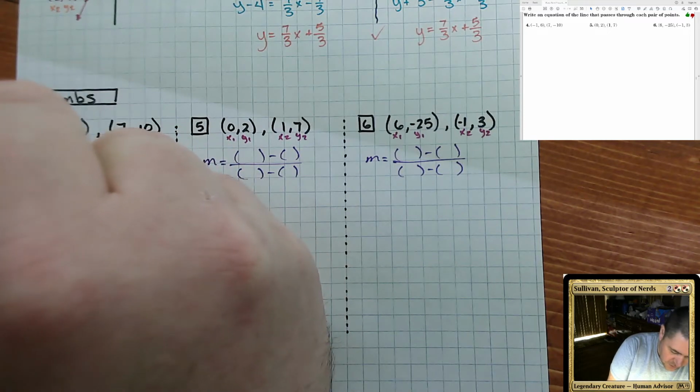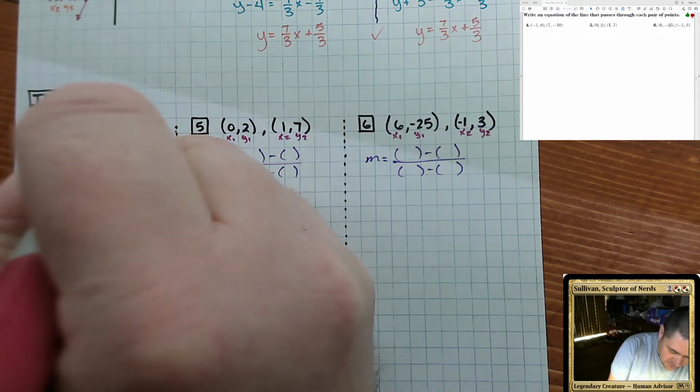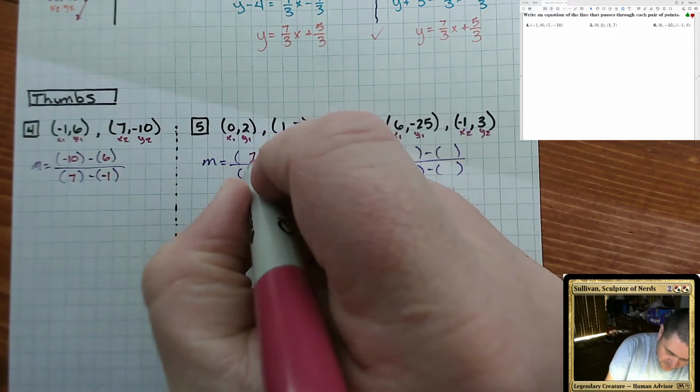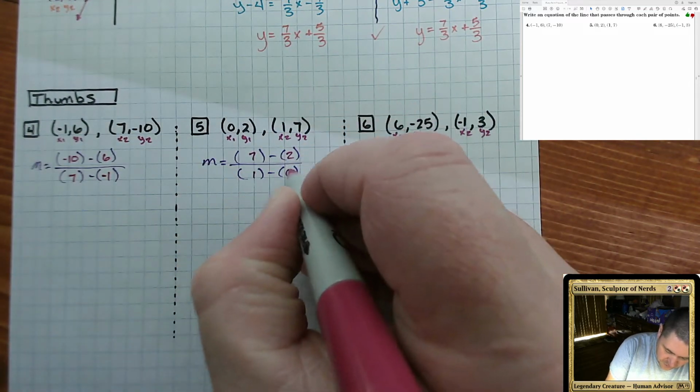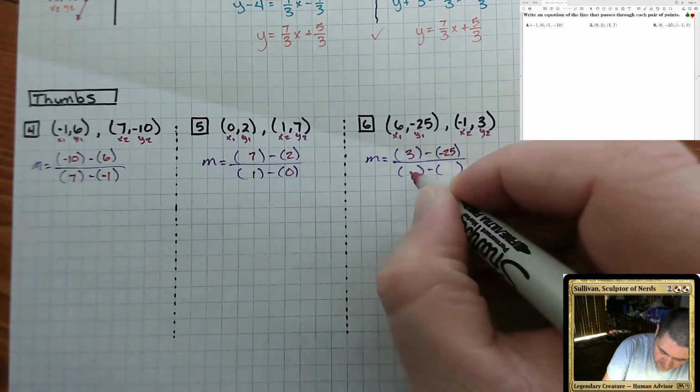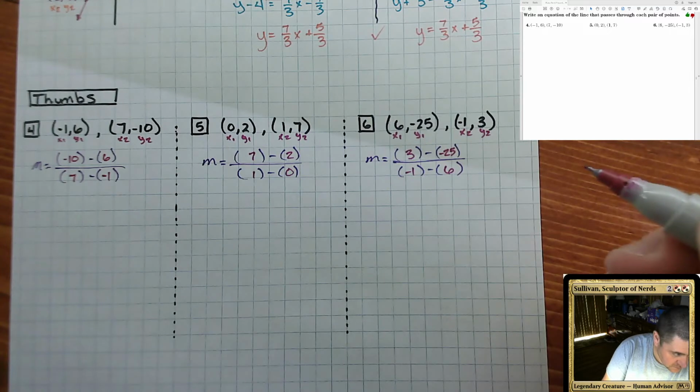We're going to put in negative 10 minus 6, 7 minus negative 1, 7 minus 2, 1 minus 0, 3 minus negative 25, negative 1 minus 6.